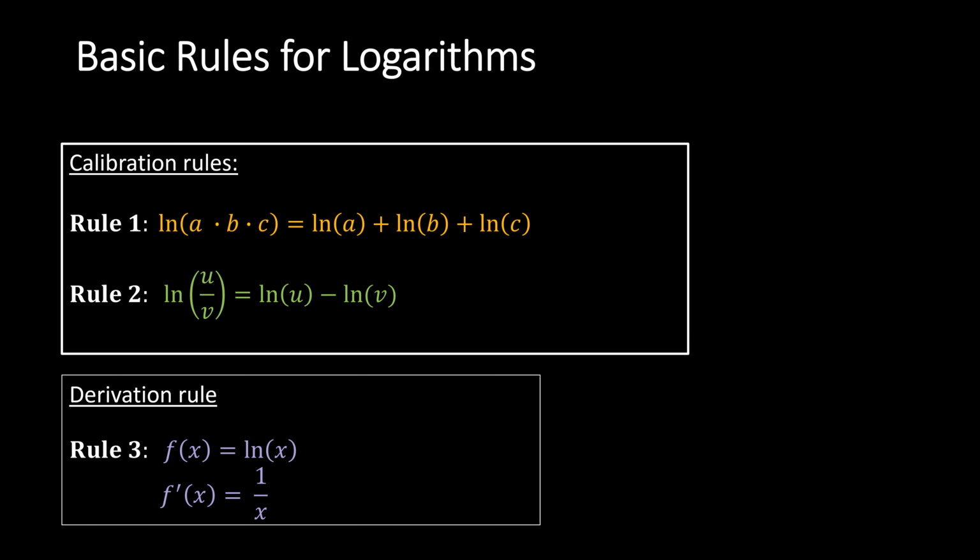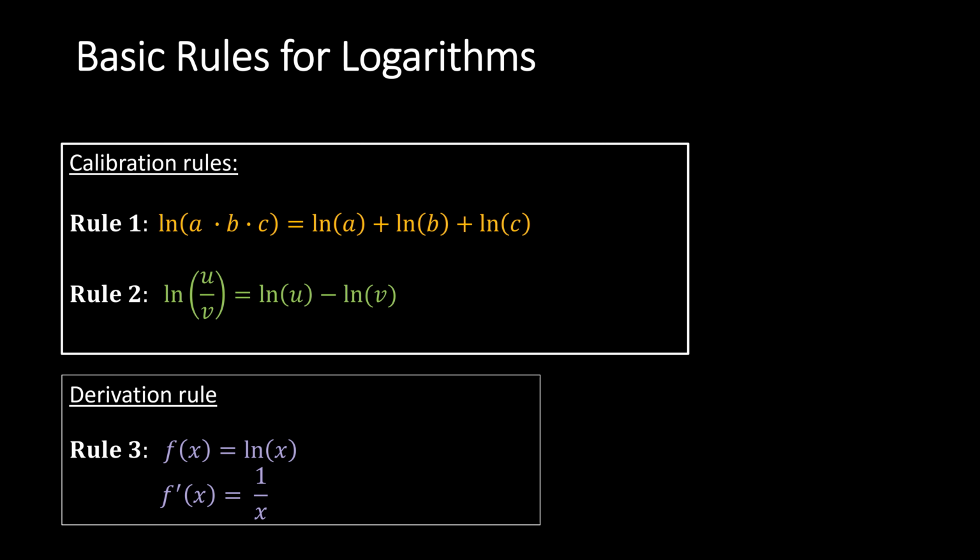According to number 1, the logarithm of a product between arbitrarily many values equals the sum of all those values with the logarithm taken respectively. The second rule is quite similar, as it states that the logarithm of a division is the same as the subtraction of the logarithm of each component. At last, let us take a quick look at the derivation rule, which shows that the derivative of the natural logarithm of x is defined by 1 divided by x, which might come in handy later.